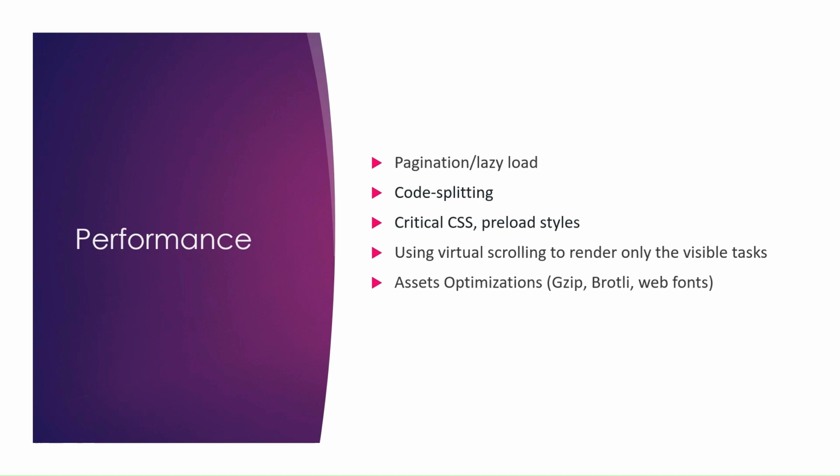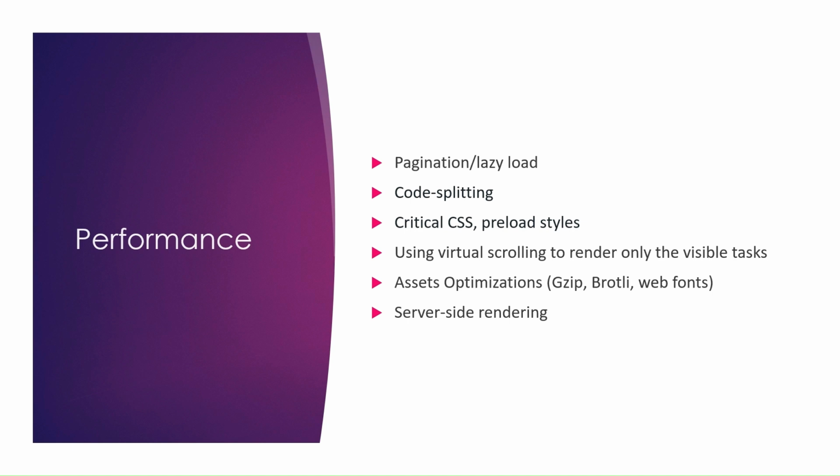Gzip and Brotli are compression techniques used to reduce the size of files transferred over the internet, which can reduce the loading time of web pages. Brotli is generally considered to be more efficient than gzip, so we can use Brotli. Web fonts can also affect performance by increasing the page load time, if not optimized properly. By optimizing assets, the to-do list application will load faster.